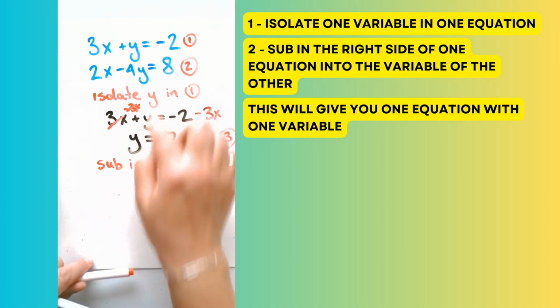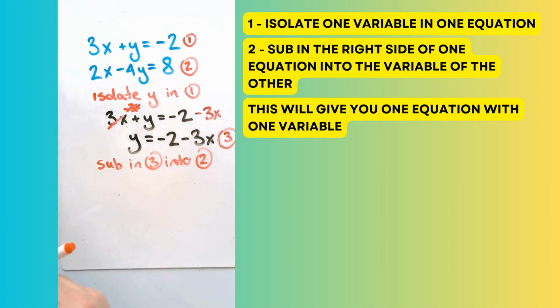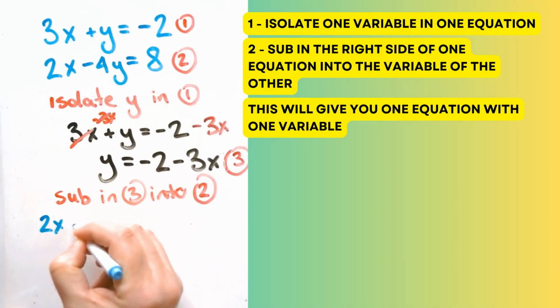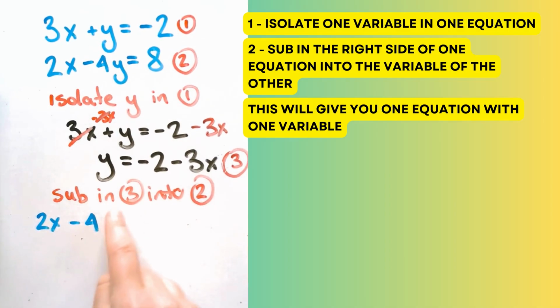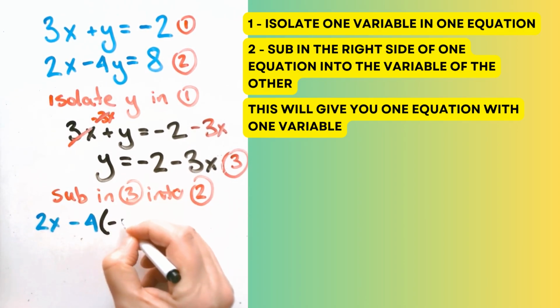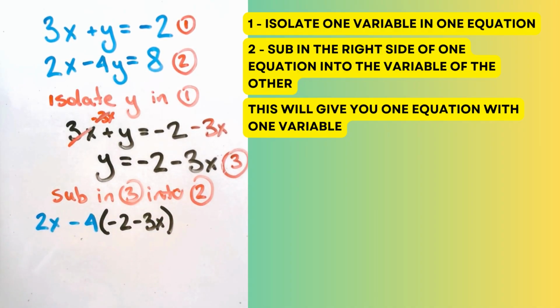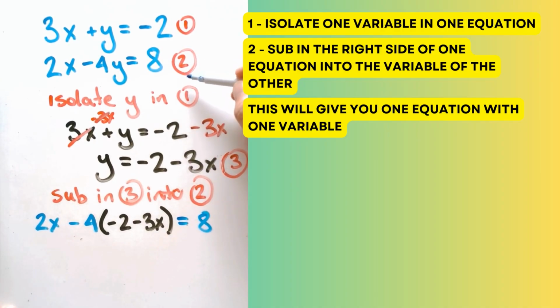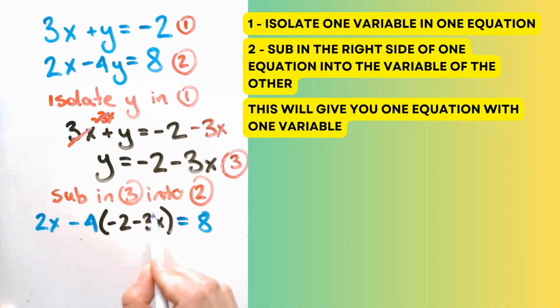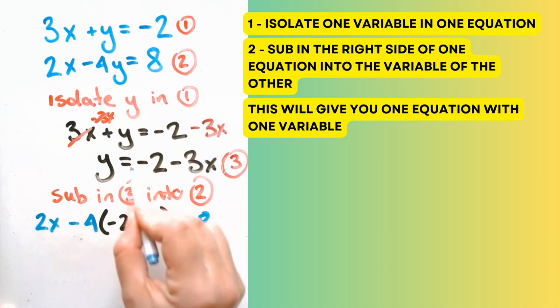So here, instead of y, I'm going to write the right side of this equation, and it's going to look like this: 2x minus 4, and then instead of y, I'm going to write in what I just isolated, negative 2 minus 3x, close the bracket, equals 8. You see, that's the same as equation 2, but instead of y, I wrote in what I just found for y in equation 3.